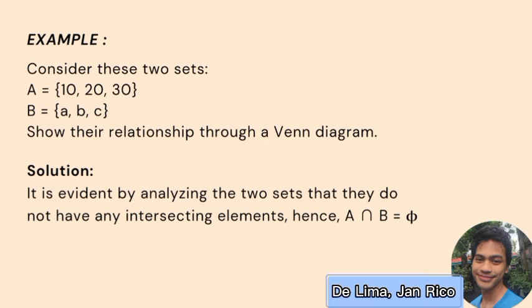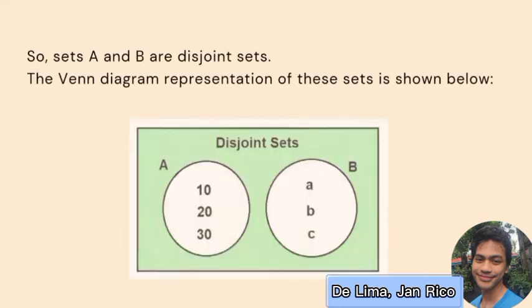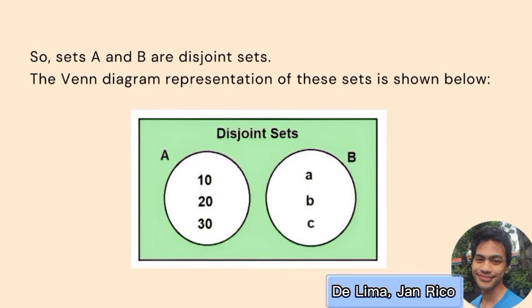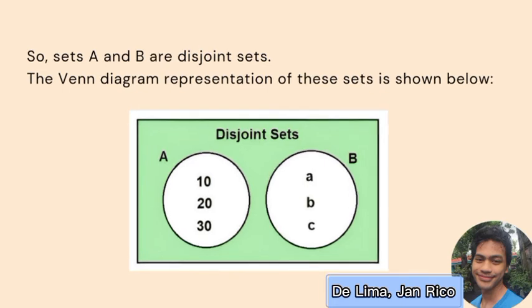The Venn diagram representation of these sets is shown below, where set A has the elements 10, 20, and 30, and set B has the elements a, b, and c. And since sets A and B don't have any intersecting elements, these are disjoint sets, and their Venn diagram will not have any overlapping region.